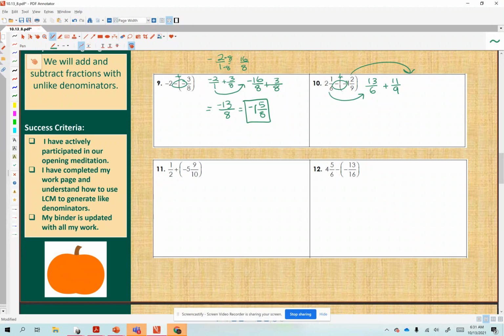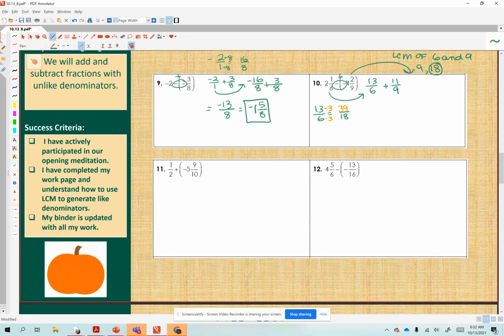Now I need a least common multiple of 6 and 9. And let's look at the 9 multiples, 9, 18, and right there, 6 is a factor of 18. 18 is also a multiple of 6. So that will be my new denominator. So when I convert 13 over 6 to 18ths, I multiply by 3, which means my new numerator will be 39.